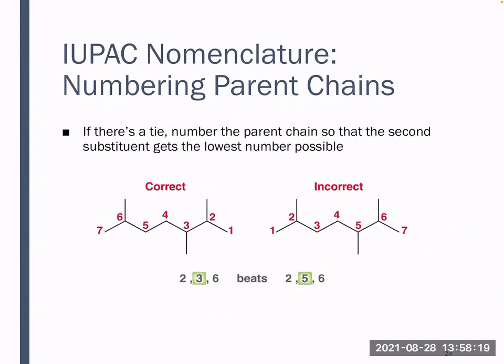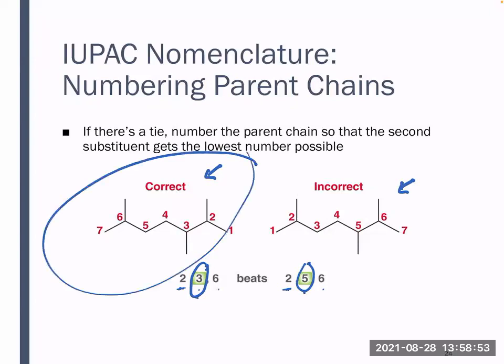If there's a tie, you will number the parent chain so that the second substituent gets the lowest number. So if you look at this way, the numbers for substituents are 2, 3, and 6. If I number this way, my substituents are 2, 5, and 6. So the first substituent is the same for both, it's 2, but the second substituent is different. In this way, it's 3, and this is 5. So 3 beats 5, so this would be the correct way to number this molecule.